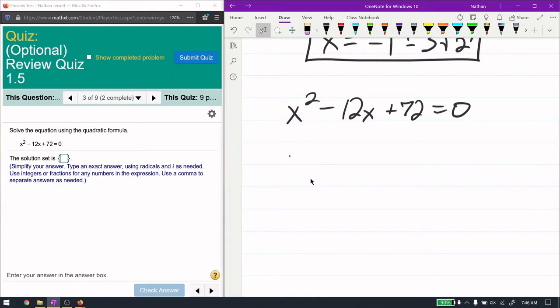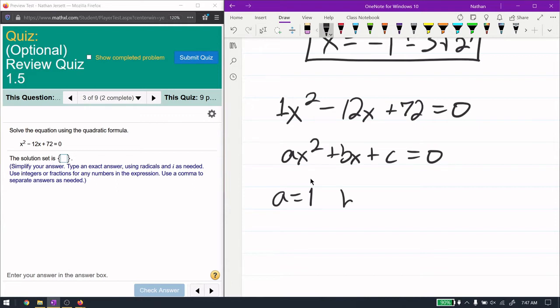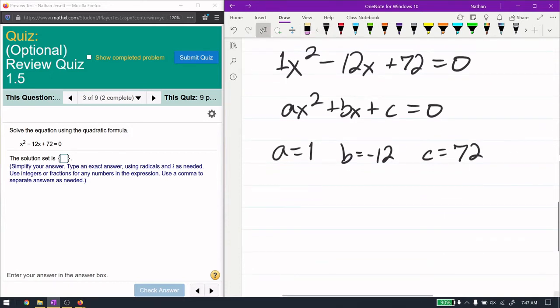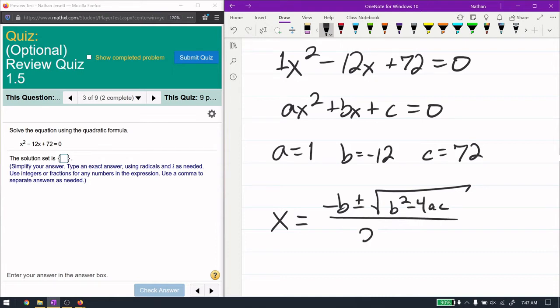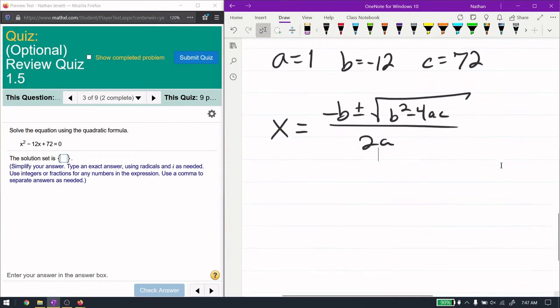And for the quadratic formula, we have to have it in the form of ax squared plus bx plus c equals 0, which we already do. For our quadratic here, a equals 1, right? This is just the number in front. b equals -12, and c equals 72. Now I can plug this into the quadratic formula, which is -b plus or minus the square root of b squared minus 4ac, all over 2a. So just plugging in those numbers to give us our solution.